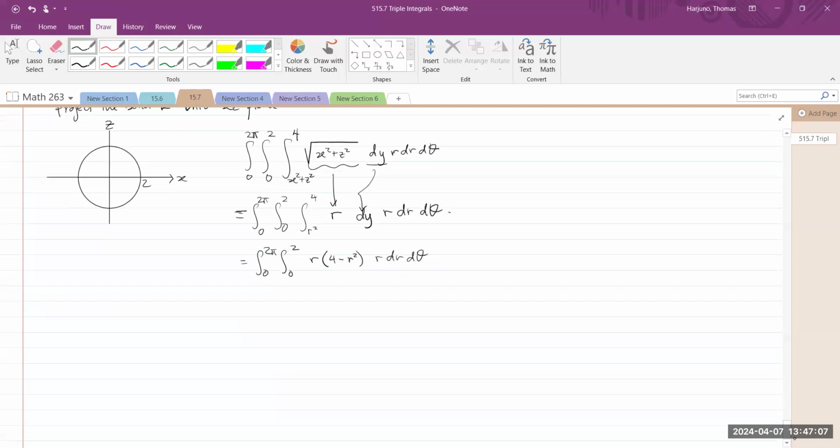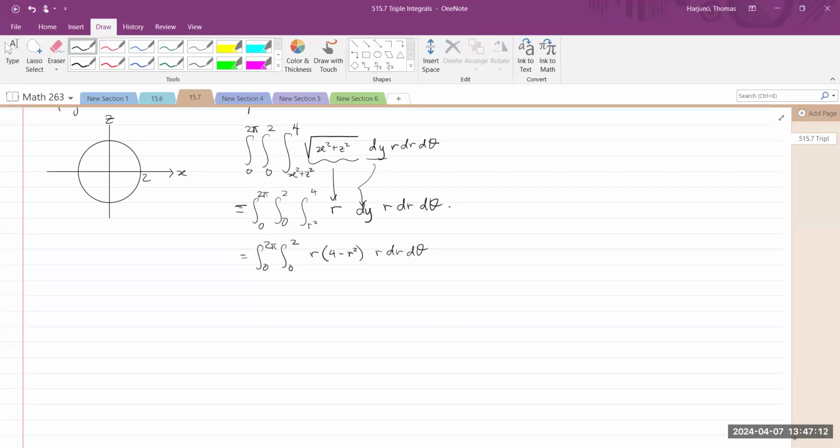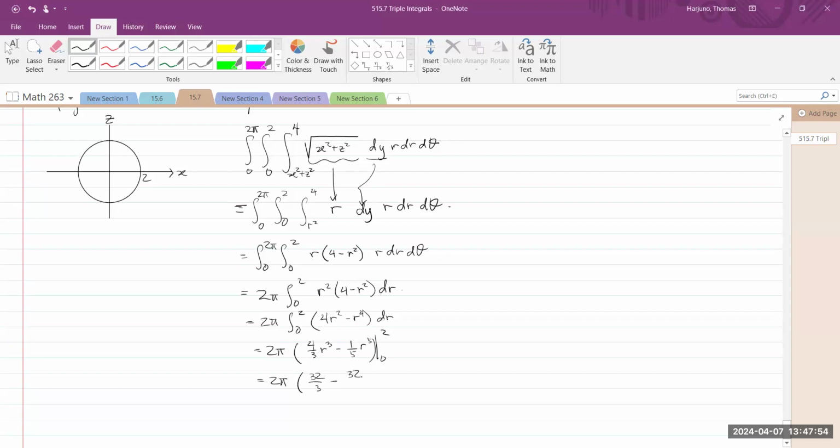And notice, don't forget, that the integrand is independent of theta. So that will be just 2 pi times the integral from 0 to 2 of r squared times 4 minus r squared dr. To compute from there, I think it should be very easy for every one of us: 4r squared minus r to the 4th dr. That's 2 pi times 4/3 r cubed minus 1/5 r to the 5th from 0 to 2. That's 2 pi times 32 over 3 minus 32 over 5. That's 64 pi times 1/3 minus 1/5, which is 2 over 15. So 128 pi over 15.